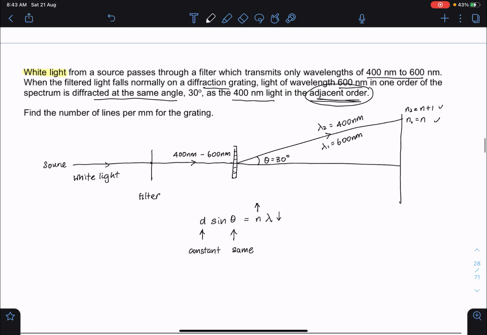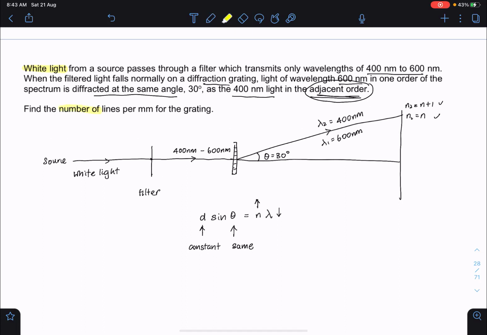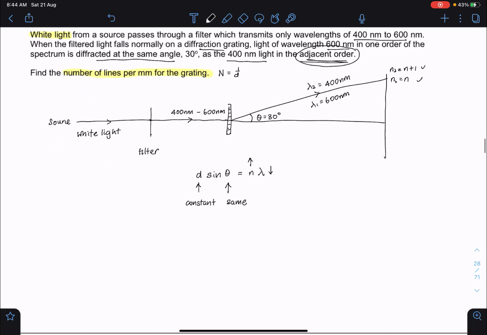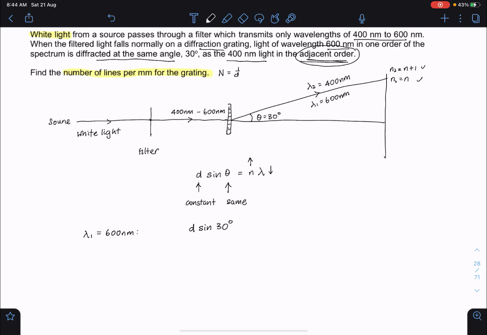Now note, the question wants the number of lines per millimeter for the grating. So what we want is to look for big N, and big N itself is equal to 1 over d. So if we are able to find d, we'll be able to find big N. So let's form our equations. We've got two scenarios here. For lambda 1, which is 600 nanometer, we plug it into our diffraction grating equation. We'll have d sine 30 degrees equals n lambda 1, where lambda 1 is known. So this is my first equation.